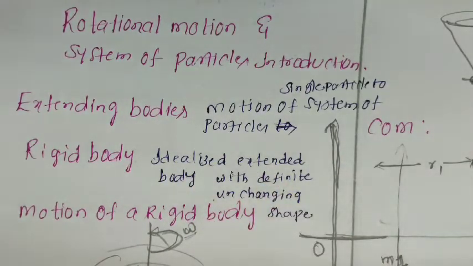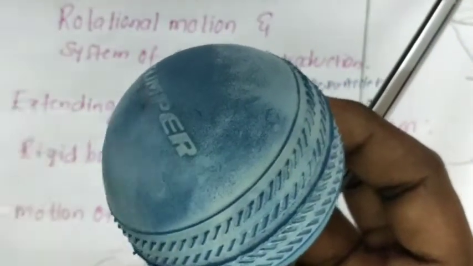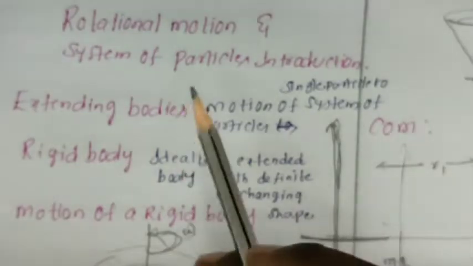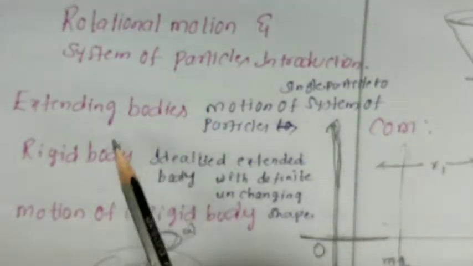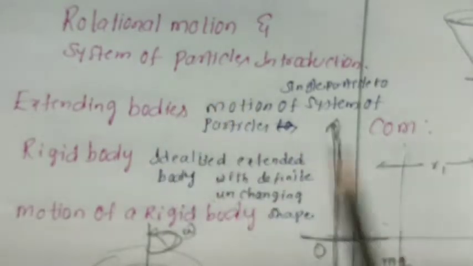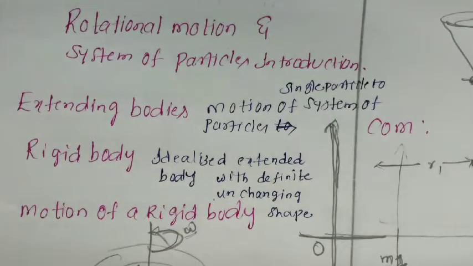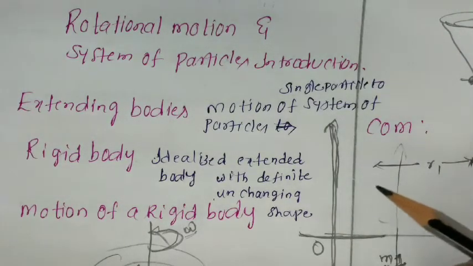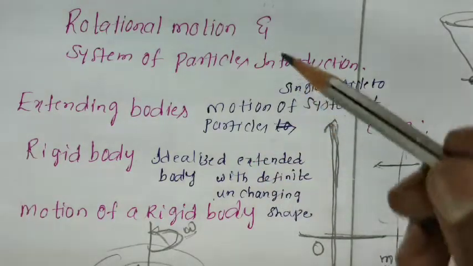If you take the example of this ball, it consists of a system of particles. So many particles will be there. This is also one example of an extended body. In motion in a plane and motion in a straight line, what we studied there was that this ball is treated as one particle. If a ball is moving, we find the velocity, acceleration, momentum, kinetic energy, potential energy, everything. There we treated the ball as one particle.